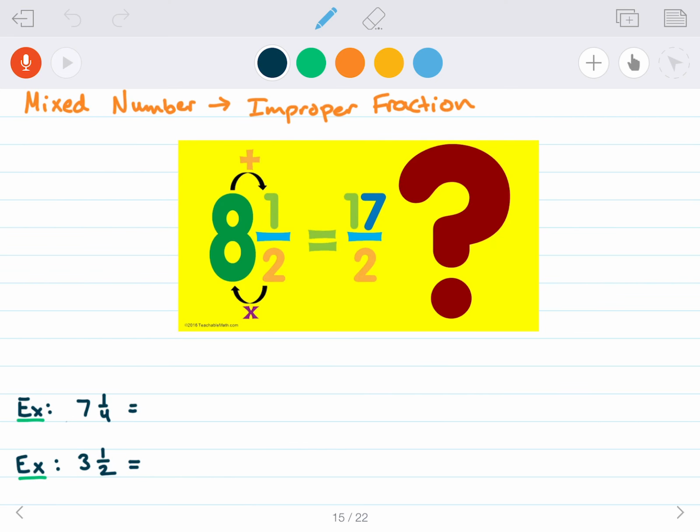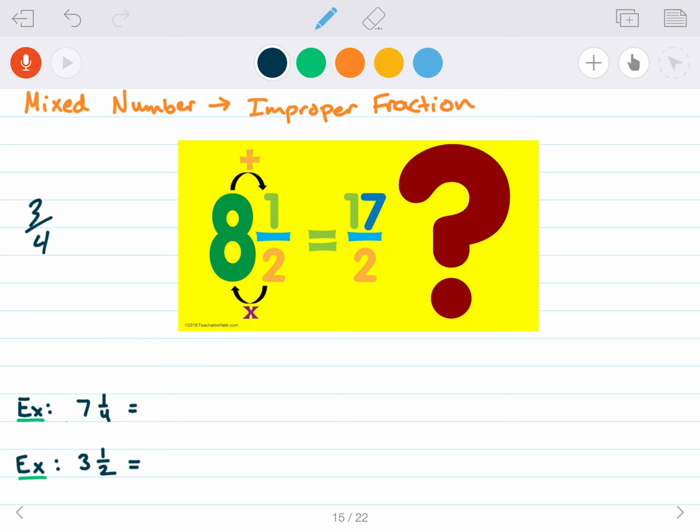Okay, now we're going to talk about mixed numbers. Basically, mixed numbers are just fractions that are bigger than 1. So like 3/4 is smaller than 1, right? 4/4 is a whole. But 3/4 is just a part of a whole. And we've just been looking at those types of fractions. Those are called proper fractions.